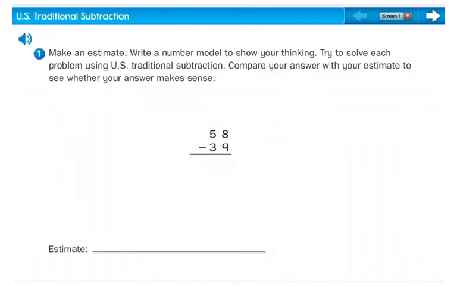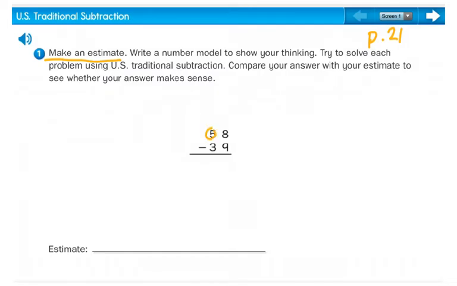So we are working in our math journal on page 21. Go ahead and open to page 21. I will only show you one problem at a time on the screen, but you will see multiple problems on your math journal page. So it says make an estimate. Just like we did the other day with adding, we are going to make an estimate this time before we actually subtract. Write a number model to show your thinking. We are going to solve each problem using what we consider the U.S. traditional subtraction. Compare your answer with your estimate to see whether your answer makes sense.